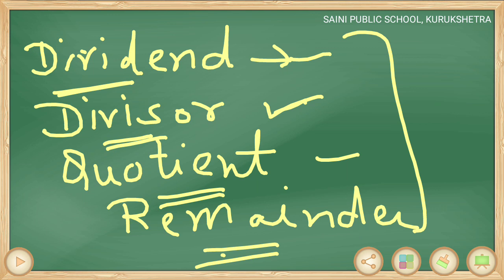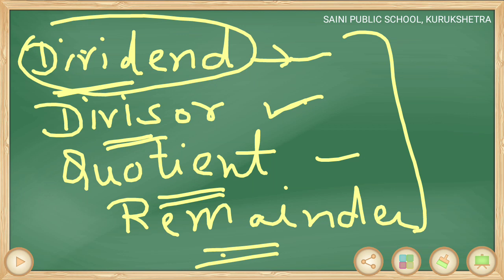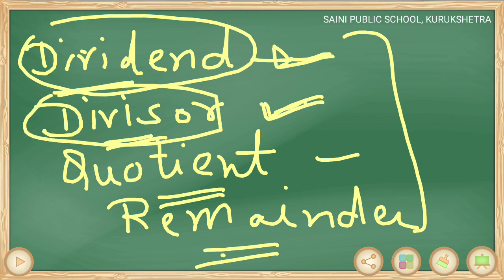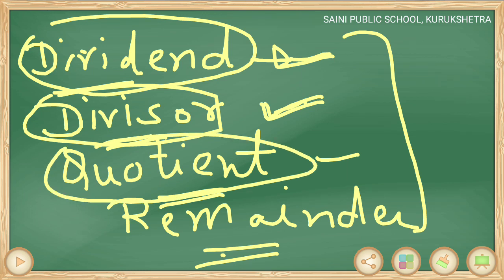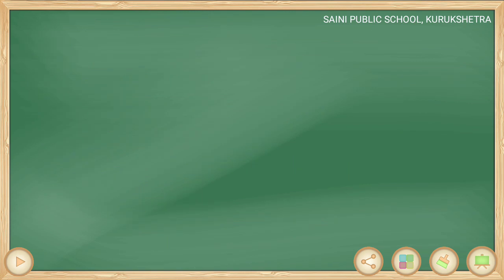Now for estimation in division, we will do estimation by rounding off the dividend and divisor. We will round off the dividend and divisor and we automatically get the estimated quotient. Okay, let us discuss with the help of this example.